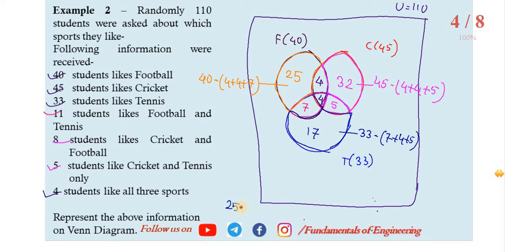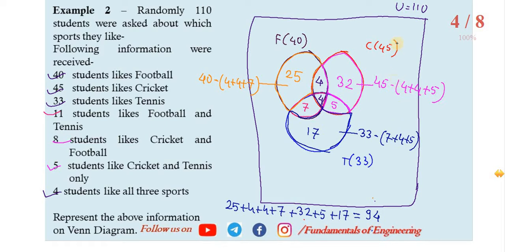So 25 plus 4 plus 4 plus 7 plus 32 plus 5 plus 17. Make sure that you have written all the values. 25 plus 4 plus 4 plus 7, 32 plus 5 plus 17. So how much are you getting? This total is equal to 94. 94 students who like any of these 3 sports, that is football, cricket and tennis, or both or all 3.